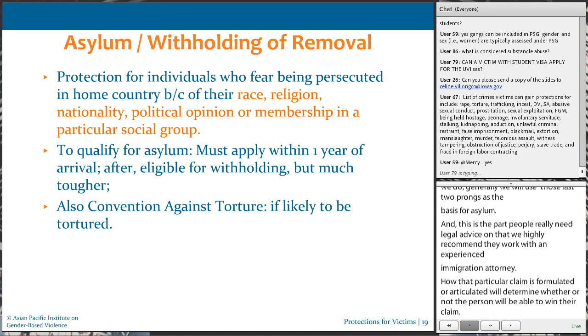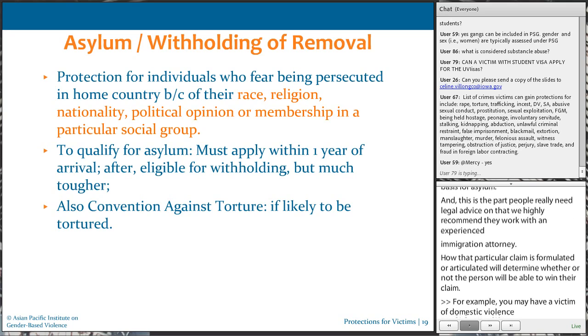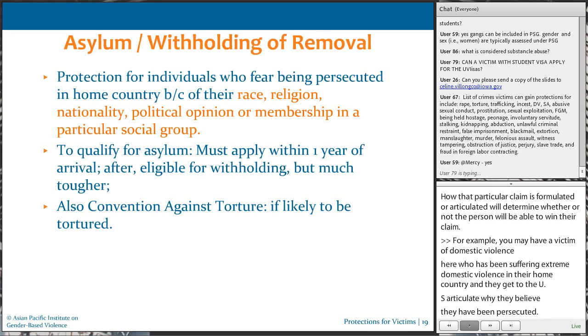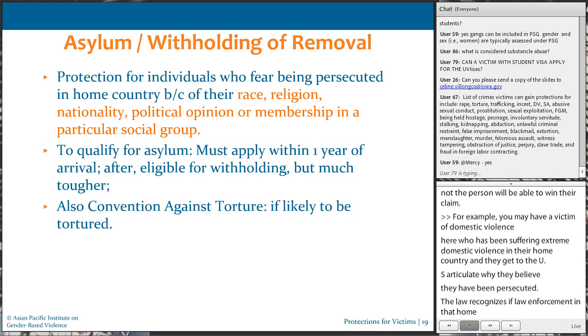you may have a victim of domestic violence here in this country who has suffered extreme domestic violence in their home country. And they get to the United States and they have to articulate why they believe they've been persecuted in their home country. The law does recognize, for example, if law enforcement in that person's home country is unable to stop the harm that is happening to that person, you can show the persecution through that lens.